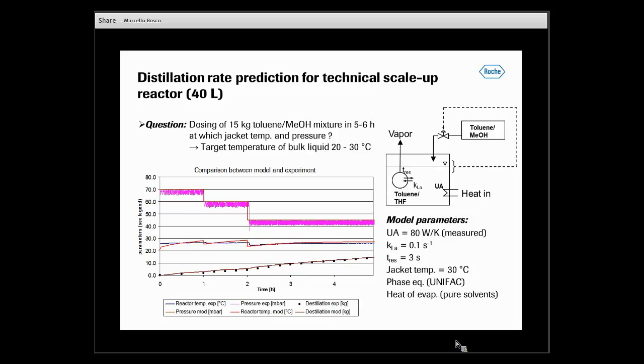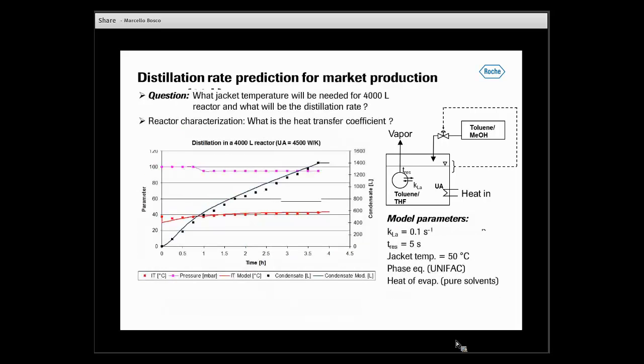But then we had to do the scale up to a 4,000 liter reactor. Again, the question here was for the market production, what jacket temperature will be needed for the 4,000 liter reactor, and what will be the distillation rate? Here we had the problem that the reactor was not characterized. So what is the heat transfer coefficient we're going to use here?